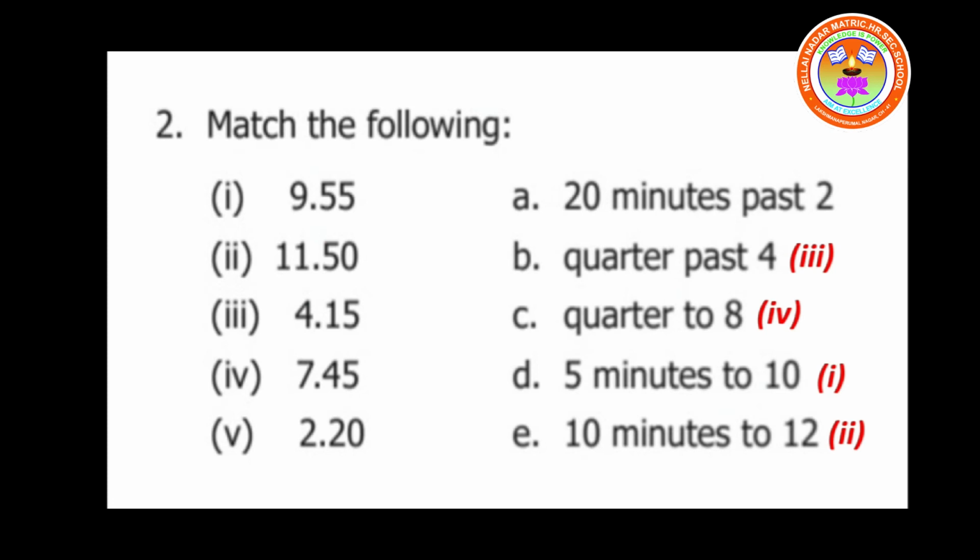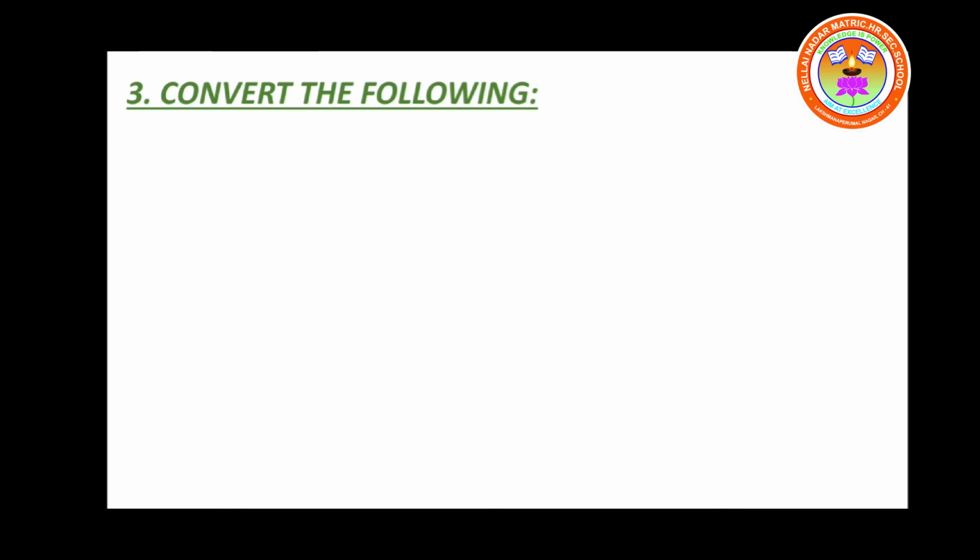Now fifth one, 2:20. So 20 minutes past 2. So 20 minutes are already over from 2 o'clock. So 20 minutes past. Okay, that is your fifth one. Okay. Now let us move on to the third one. Convert the following. That is, we have to convert from minutes into seconds. The first question is 20 minutes into seconds.